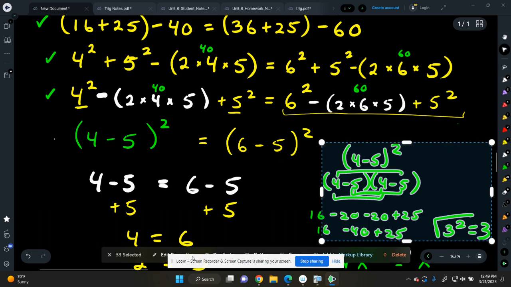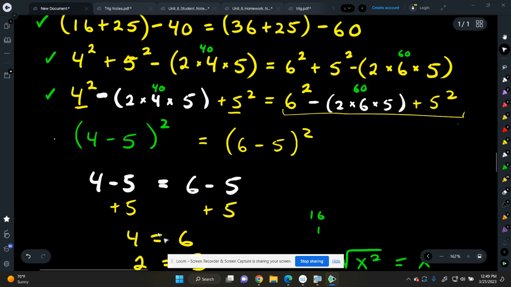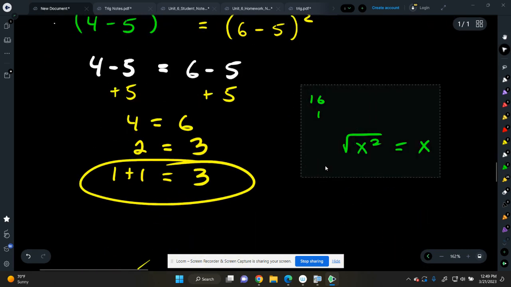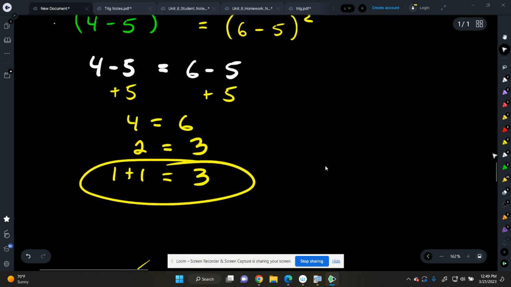Which part? Like, starting from 4 minus 5 equals 6 minus 5, and then you add 5 on both sides. Okay, what do you want me to do? Like, you just say it again.